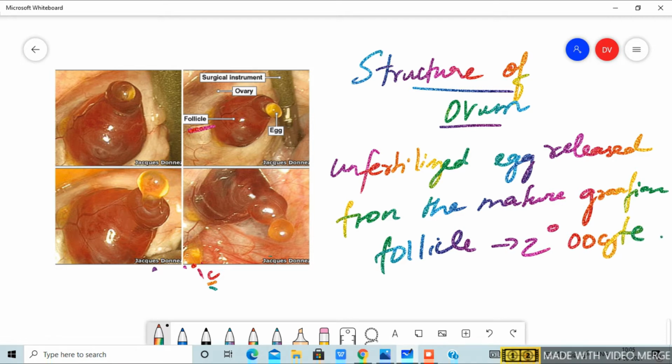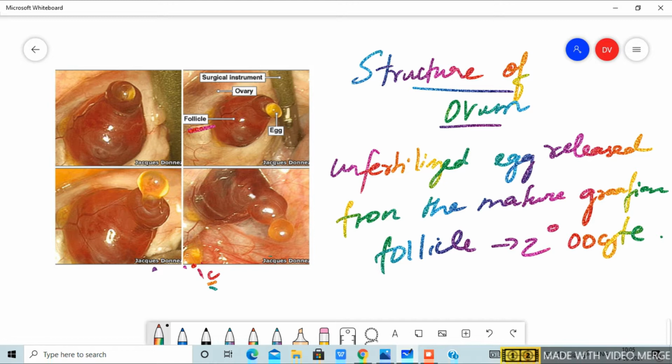This secondary oocyte, when it gets fertilized, that is when it meets the sperm, will complete its meiosis too and get converted into the ovum. So are you clear with the difference between the secondary oocyte and the ovum? So far it is the secondary oocyte.